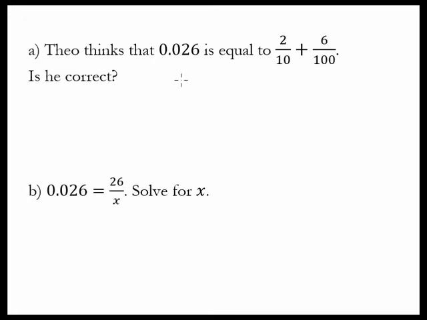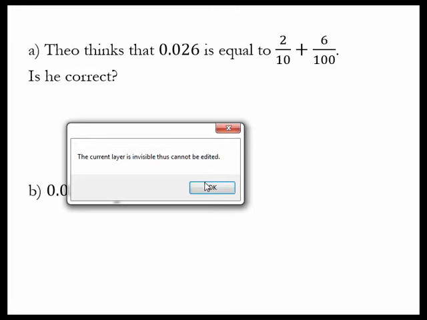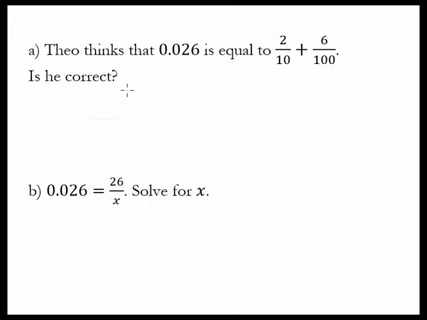Theo thinks that 0.026 is equal to 2/10 plus 6/100. Is he correct? Well, we can reason again. Reasoning about our place value, we know that if this is the decimal point right here, immediately to the right of it is tenths. So this is the tenths, right? And how many tenths does he have in this number? There are 0 tenths.